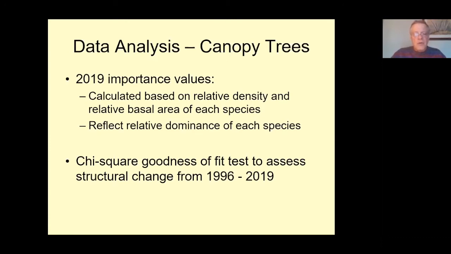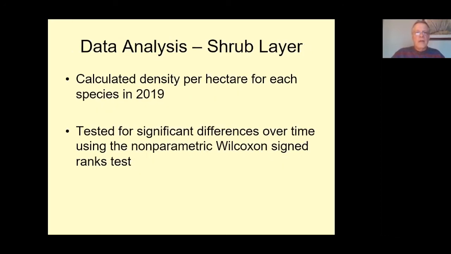To assess structural change in the tree community between 1996 and 2019, I compared the frequency distribution of stem densities across size classes using the chi-square goodness of fit test. For the shrub layer, I calculated density per hectare for each shrub species in 2019, and I tested for significant differences over time using the non-parametric Wilcoxon signed-rank test.